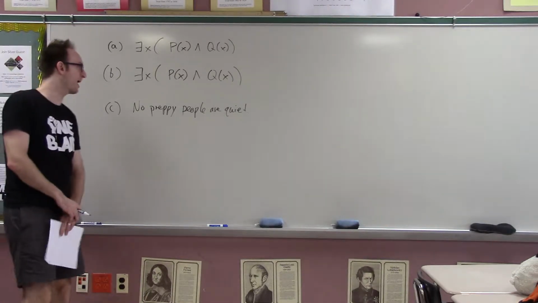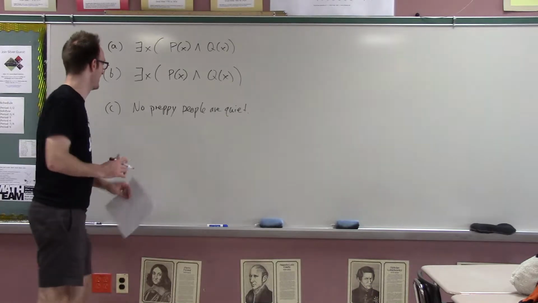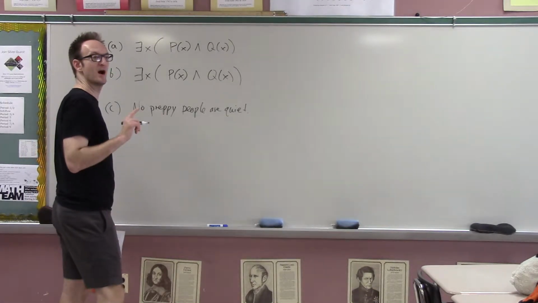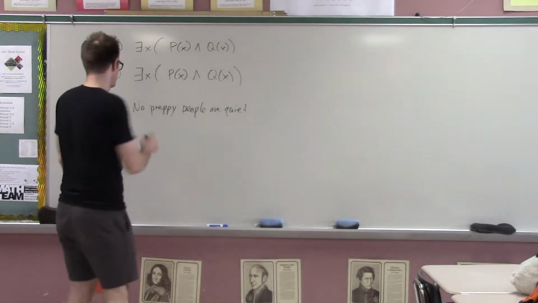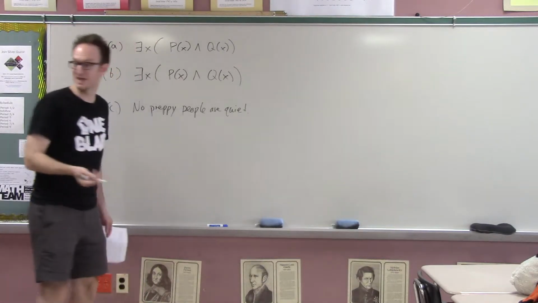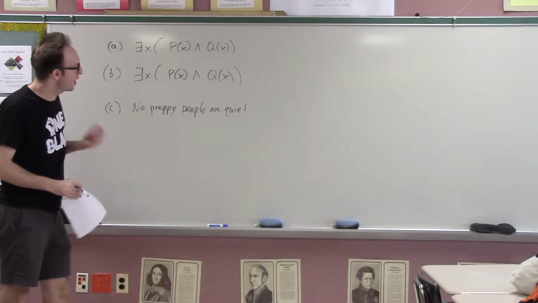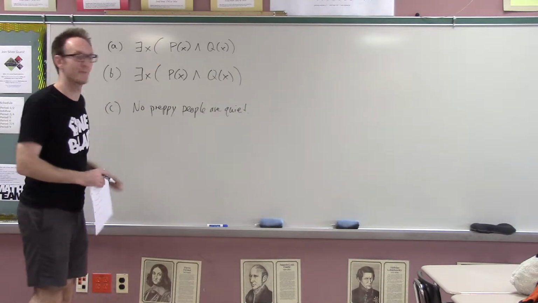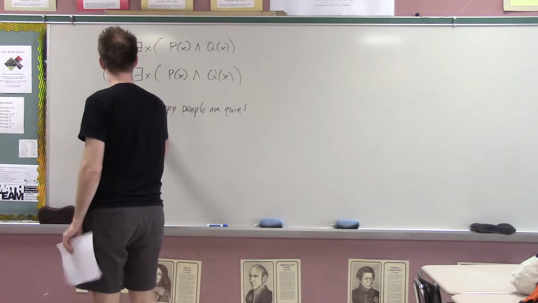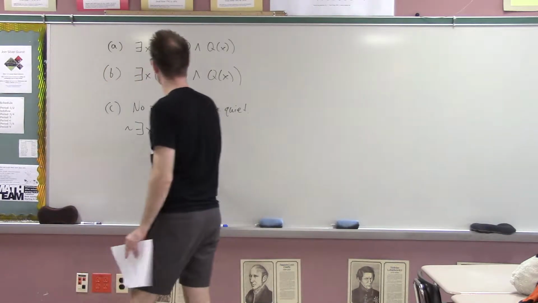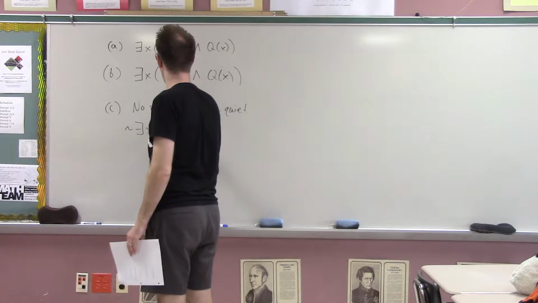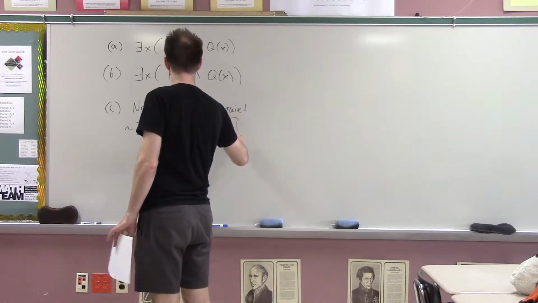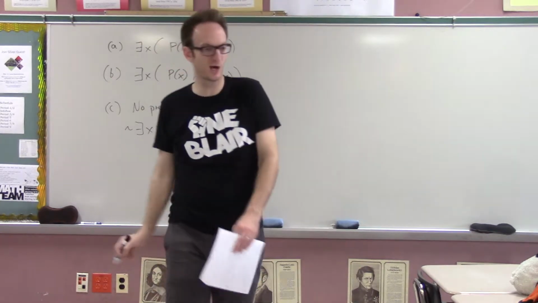So no preppy people are quiet kind of means the same thing as it's not the case that there are some preppy and quiet people, right? That's his translation. If no preppy people are quiet, then there isn't any overlap. That is one way to do it: to say that it's not the case that there is a person who is preppy and quiet. I think that pretty adequately captures what's going on.